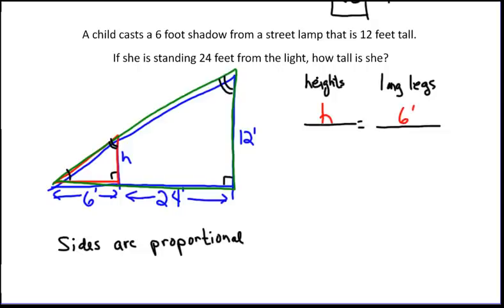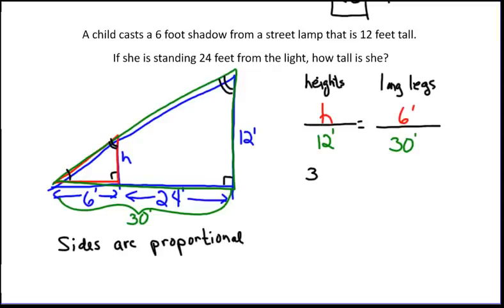Then let's deal with the big triangle. The height of the big triangle is 12, and the long leg of the big triangle is actually from here to here, and that turns out to be 30 feet. So we have our proportion set up. At this point, what we need to do is solve it.